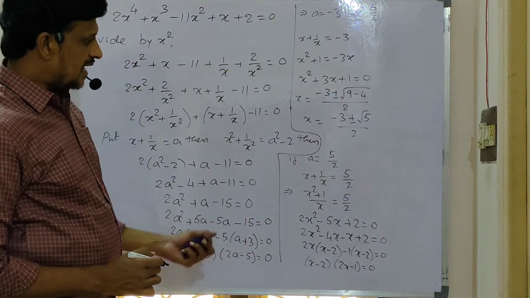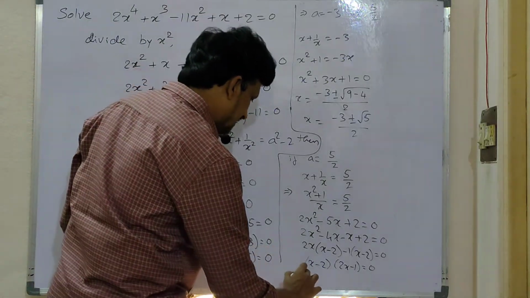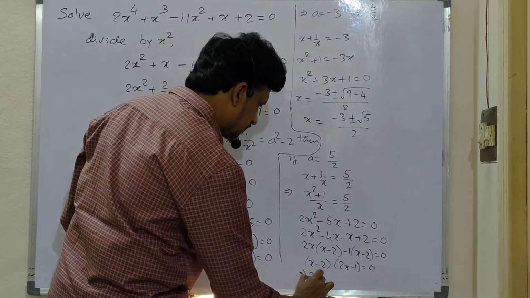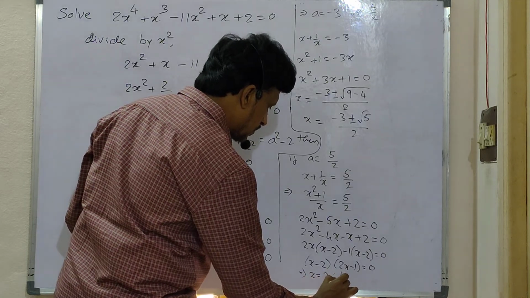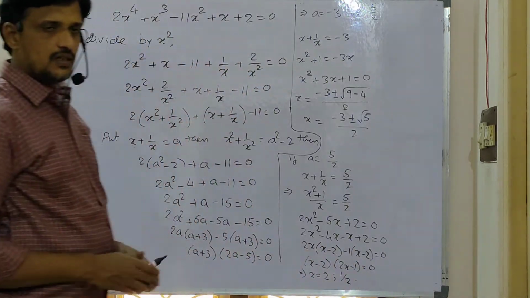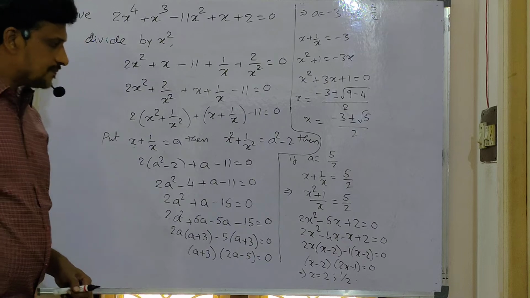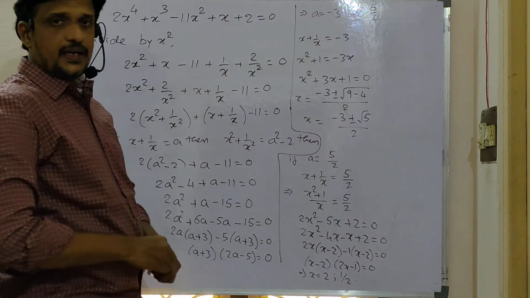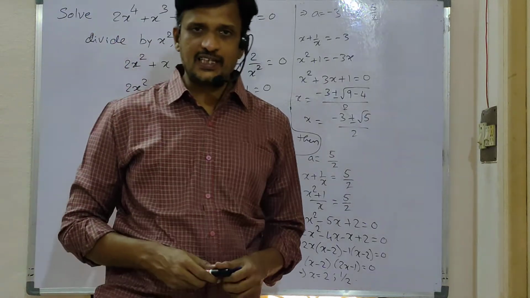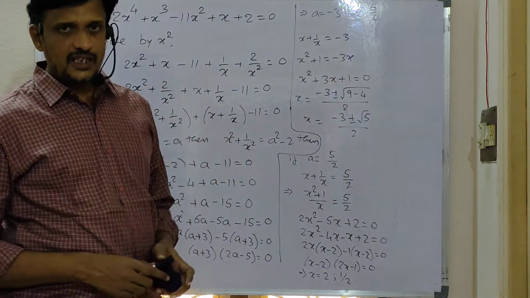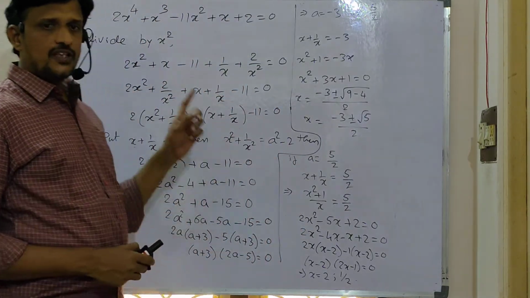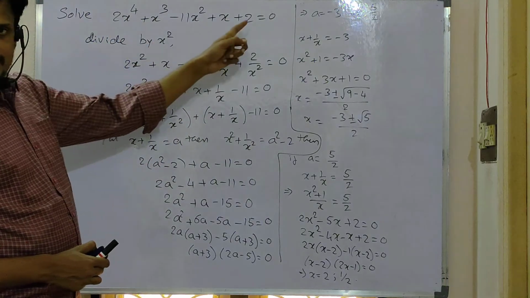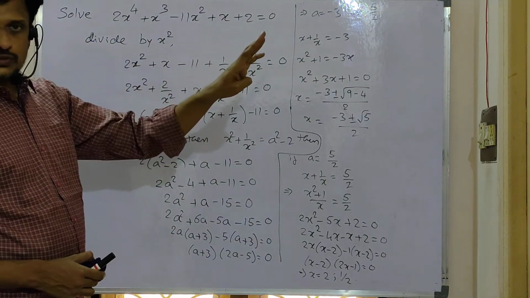Gives the other two values, x is equal to 2 and 1 by 2. So like this we got the required four solutions of the given fourth degree polynomial equation. Just observe the solution here again. This is a fourth degree polynomial in x. So it has 4 roots.